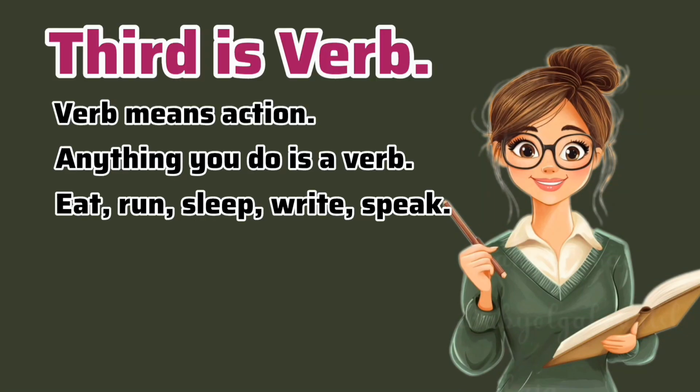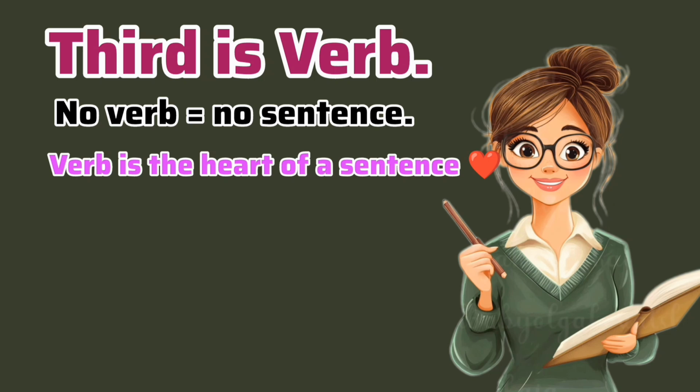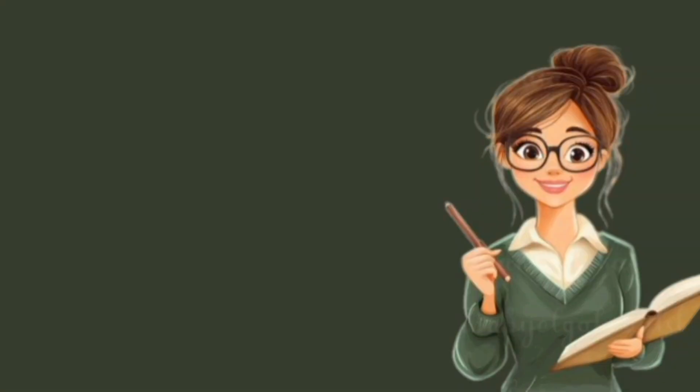Third is verb. Verb means action. Anything you do is a verb. Eat, run, sleep, write, speak. In the sentence, she writes a letter, writes is the verb. No verb equals no sentence. Verb is the heart of a sentence.